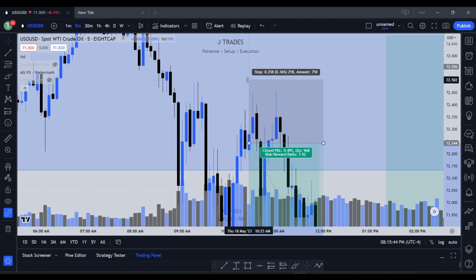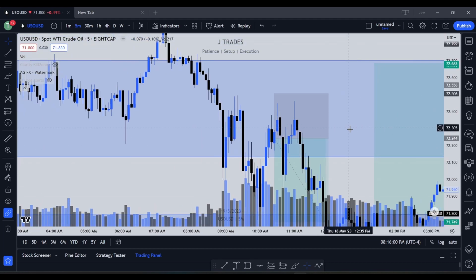Now, of course, you want to set it a little bit higher. How volatile the pair you're trading is will determine where you set your stop loss in comparison to the highs or lows, depending on if you're going long or short. So I know how oil trades, so I just set my stop loss a few ticks above like that. That's a really good stop loss.